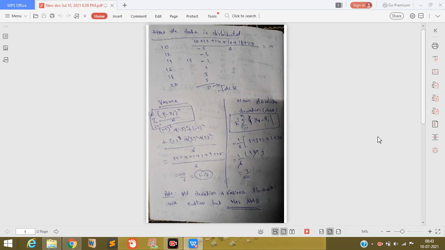This variance tells us the spread of the data. If you take the standard deviation, it is nothing but the square root of the variance. So the square root of 11.7 is roughly 3.4, and what the standard deviation tells is how every independent data point is separated from the mean.